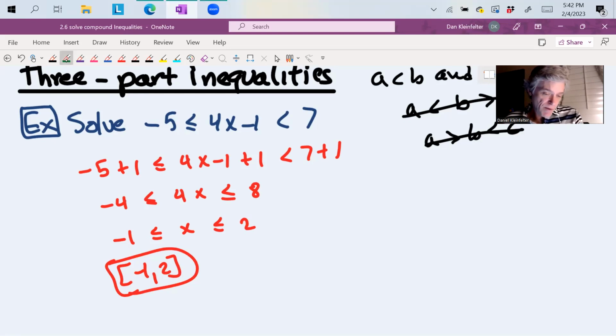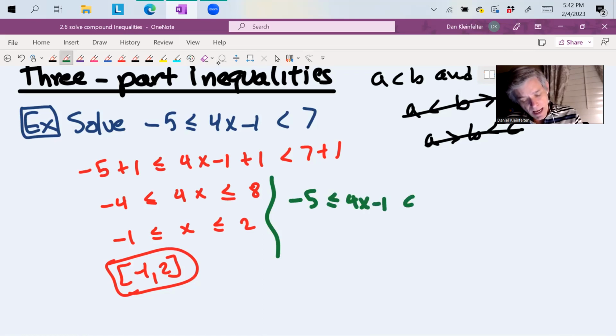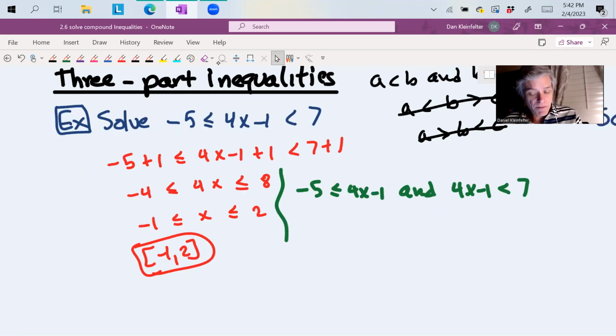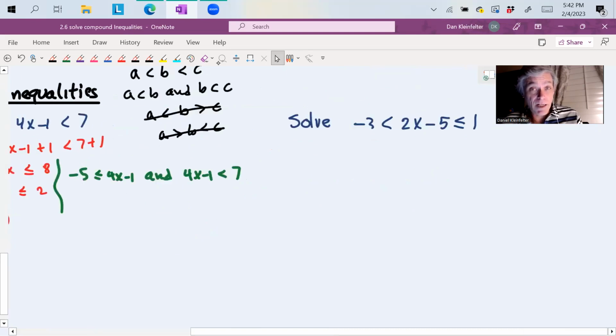You can, if you want, rewrite this inequality as -5 is less than or equal to 4x minus 1, and 4x minus 1 is less than 7, and then operate on it the same way as we did our preceding examples. But I find this to be more writing. I think you're better off just processing it as a three-part inequality.